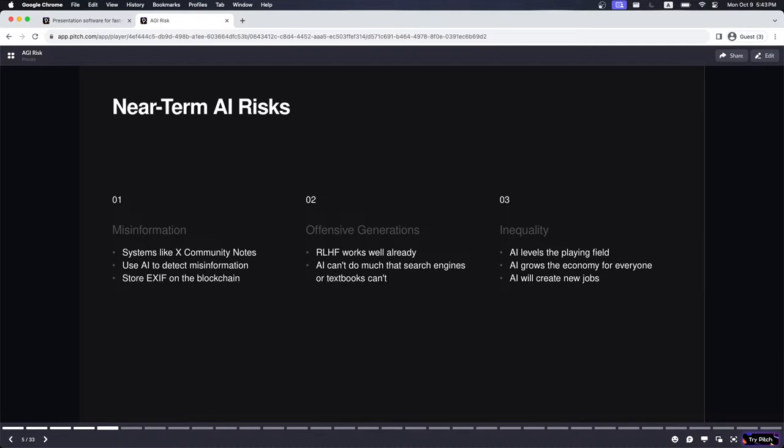People are worried about AI job loss. At least in the near term, it's likely that AI will create more new jobs than it displaces, just like all other past technologies have. And AI grows the economy for everybody, not just the wealthy. The poor are benefited from AI proliferation too.